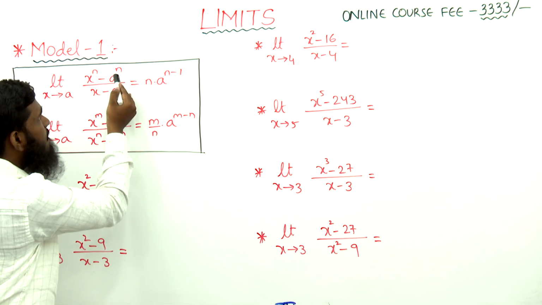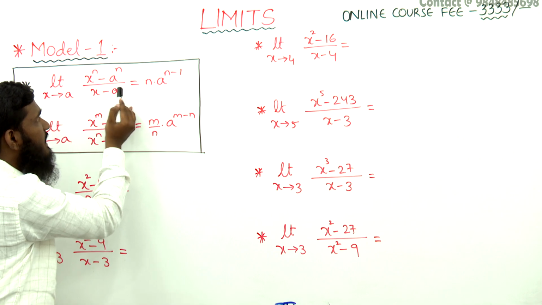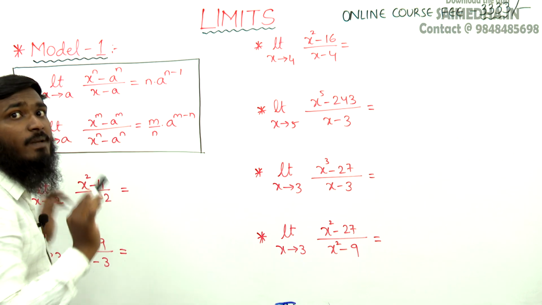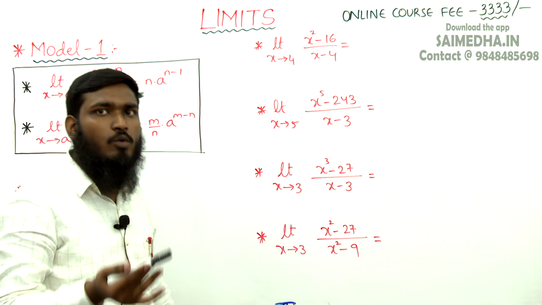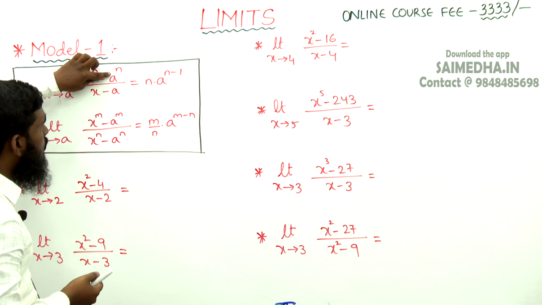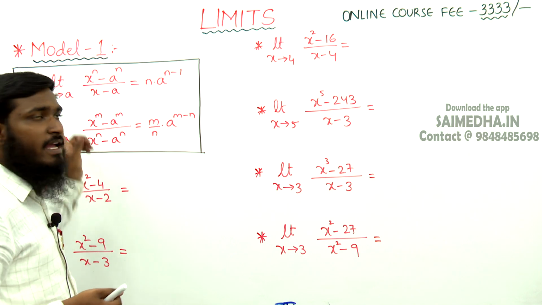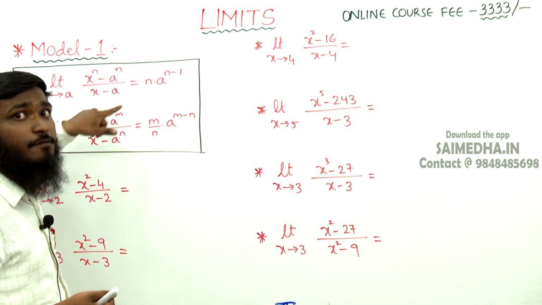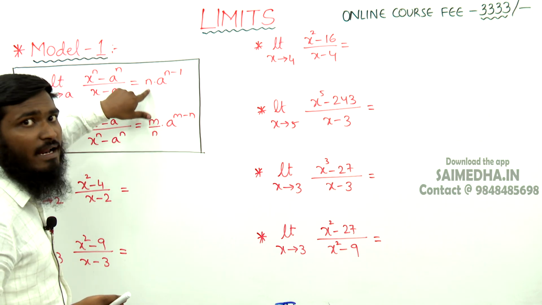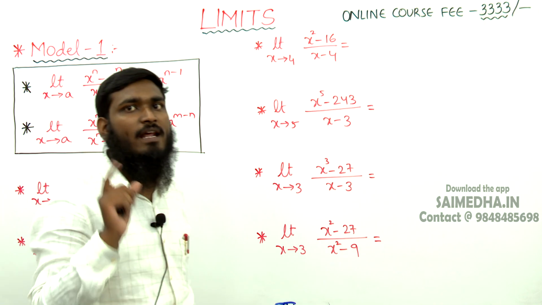And this a value, this a value, this a value and this a value should be the same. Suppose a is equal to 2. Then here it should be 2, this part is also 2, and this part is also 2. If this condition is satisfied, then only can we write this part as n into a power n minus 1.